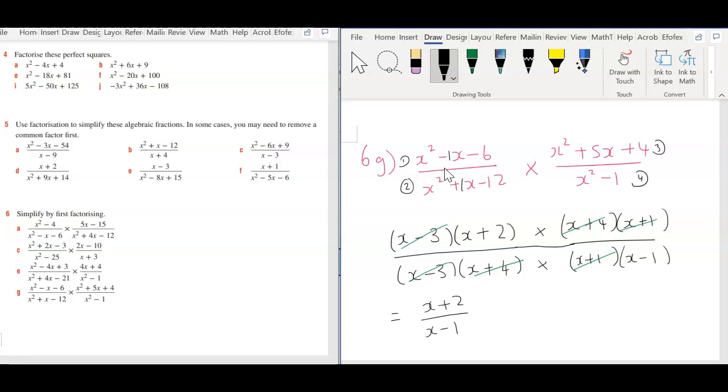So question 6 can be quite challenging, but I think very rewarding. By the time you get to question 6, you'll probably gain a lot more confidence and you'll be able to cancel them like I've done with 6G.